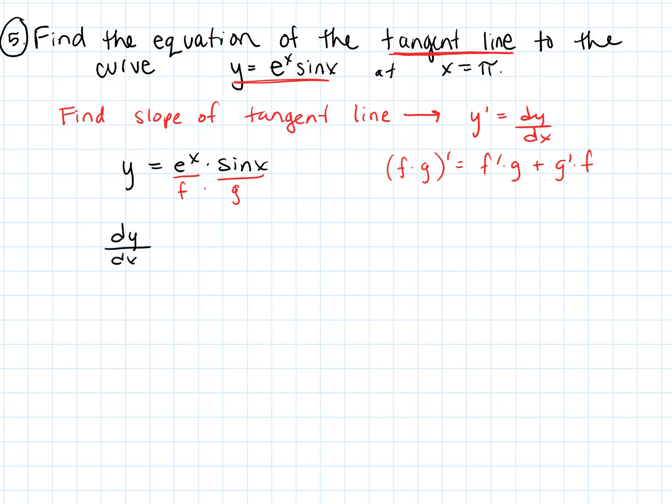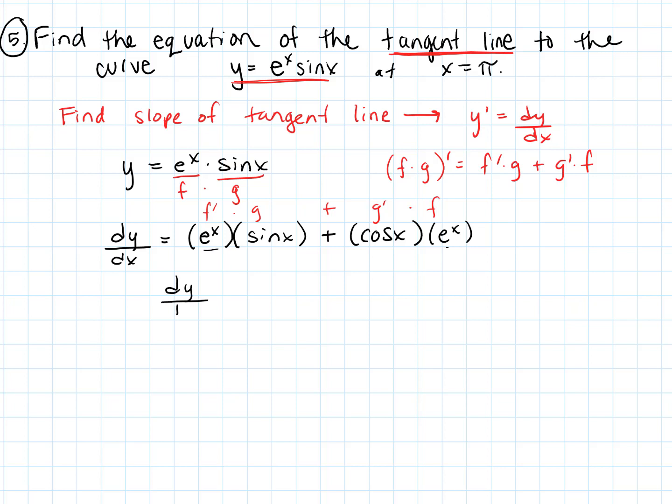So dy dx. This time I'm not going to write in the derivative operators. I'm just going to go for the derivative. The derivative of e to the x is e to the x, multiplied by sine of x, so that's just sine of x, plus the derivative of sine of x, which is cosine of x, times e to the x. Here's my f prime g plus g prime f. Oh, you know what? There is a common factor of e to the x. Let's pull that out. So the derivative, simplified a little bit, is e to the x times the sine of x plus the cosine of x.